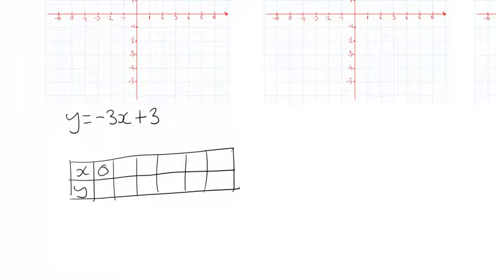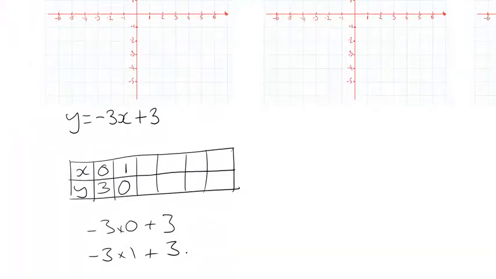So if I have x is 0, minus 3 times 0 plus 3, well, minus 3 times 0 is 0, plus 3 is just 3. So that's an easy coordinate point to find. Let's do that one. Okay. What about then when x is 1? Well, if I have x is equal to 1, I'd have minus 3 times 1 plus 3. So let's write in 1 there. What does that come up as? Well, that's going to come up as 0. Minus 3 times 1 is minus 3, plus 3 is 0.